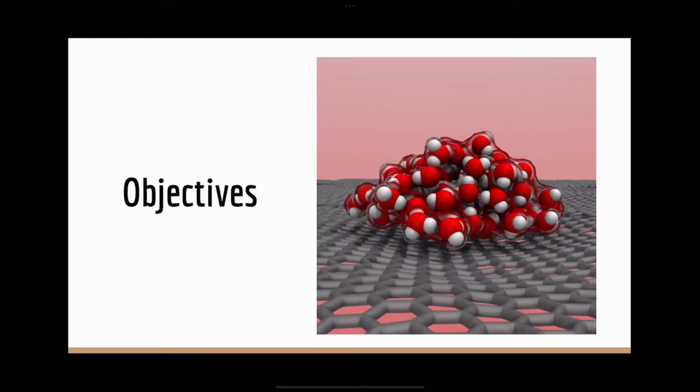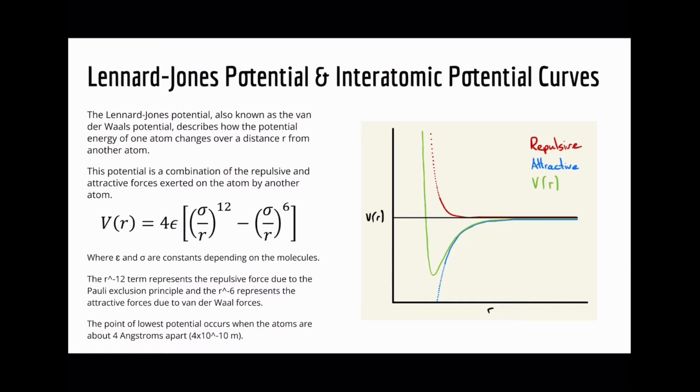The objectives covered in this video are to explain the origins of the repulsive and attractive parts of the potential in the Lennard-Jones potential equation, to sketch an interatomic potential curve and label its key features, to describe the relationship between interatomic potential and material properties such as cohesive energy, equilibrium separation, thermal expansion, and the Young's modulus.